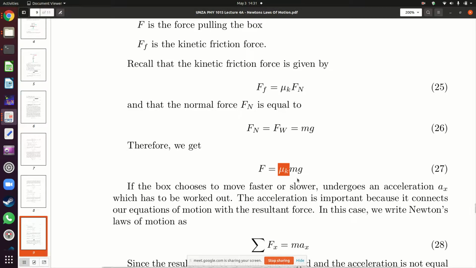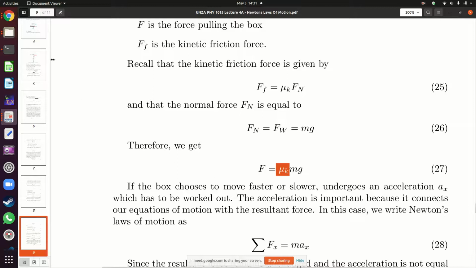This is the reason why when you are pushing an object which is already moving, it's easier to push than when you're trying to push an object which refuses to move. If an object is not moving, then trying to push it is more difficult than pushing that same object once it starts moving. The reason is that the coefficient of kinetic friction is always less than the coefficient of static friction.